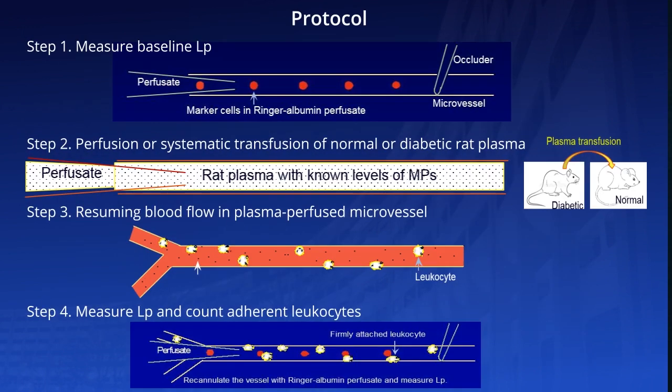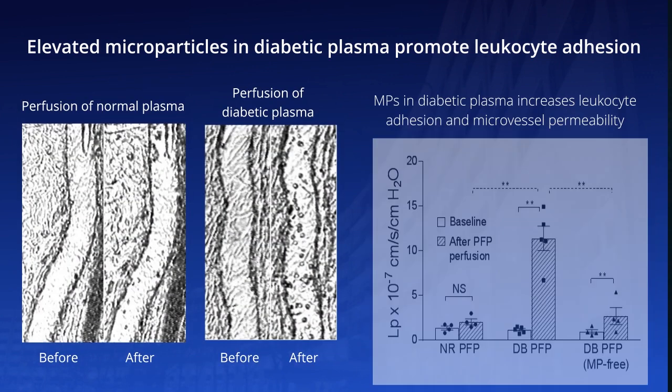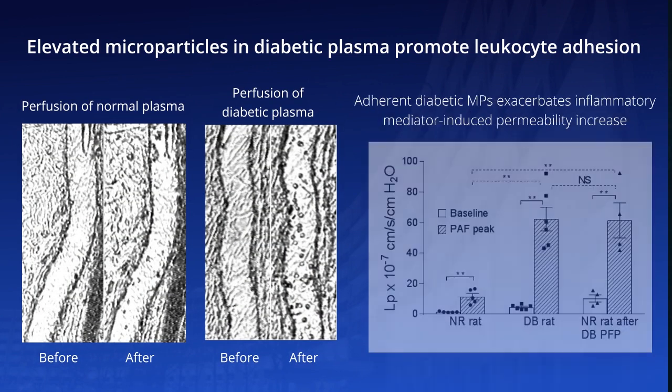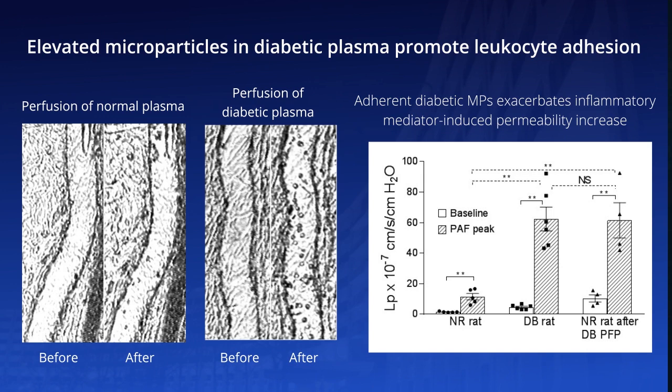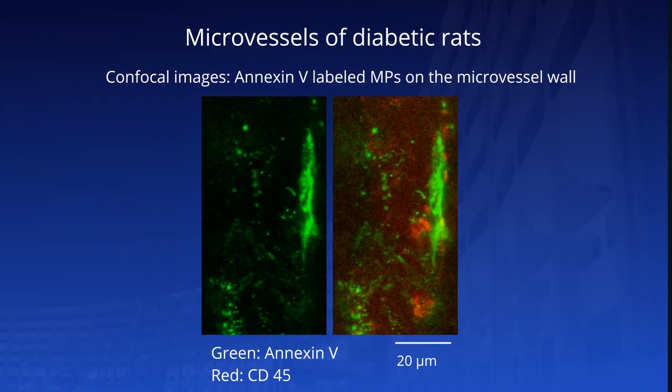When diabetic plasma was perfused into a normal vessel or systemically transfused into normal rats, the microparticles immediately adhered to vascular walls, causing leukocyte adhesion, increased microvessel permeability, and elevated vessel susceptibility to additional stimulation. These observations resemble what we observed in microvessels of diabetic rats.